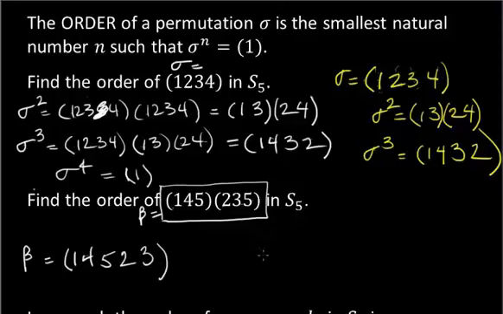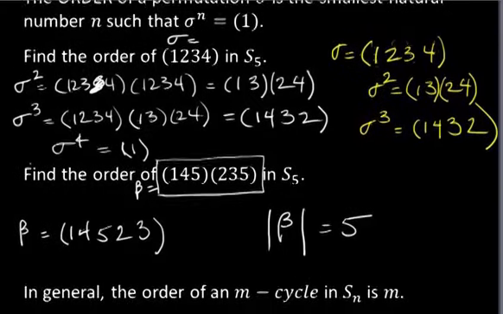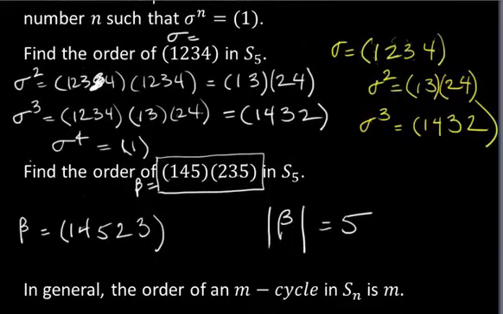And the order of beta, by the way, I didn't show you this, we use the same notation. The order of beta is 5. The order of an m cycle, just one m cycle, is m. In general, the order of an m cycle in Sn is m. So if sigma is a 3 cycle, the order is 3. But remember, always write them in simplest form before you start computing or before you try to find the order of the element. Always put it in as a product of disjoint cycles.